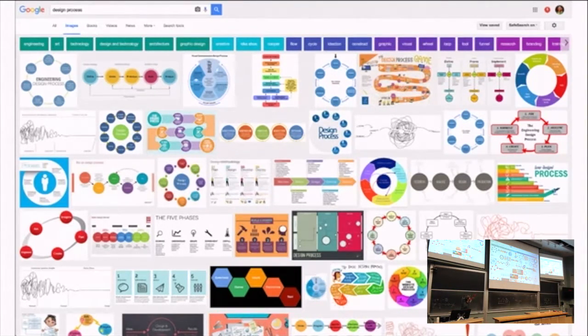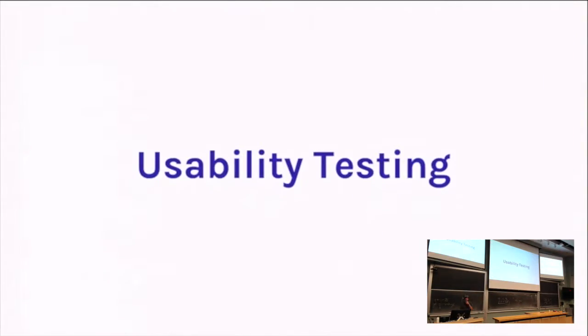Remember these design methods? There's these very iterative cycles of doing something, testing, going back. And the more of these you do, the better you are. So that's another good reason to do this early. All right, so how do you do this? How do you figure out if what you've built is good or not?